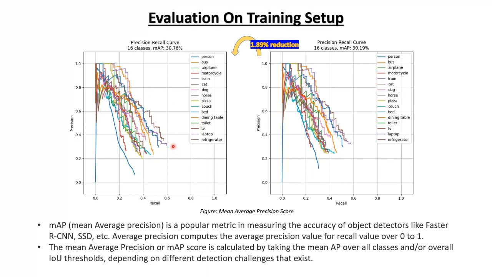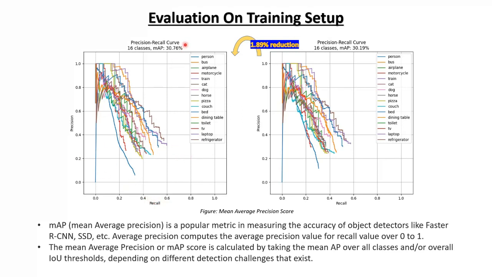So this is the result I got for mean average precision. Mean average precision is a parameter to check the validity of a model, in this case a real-time object detection model. Mean average precision is the mean of the average precision for each of the classes. As you can see, there are 16 classes, and the curves are plotted as precision versus recall. So the curves look like this.